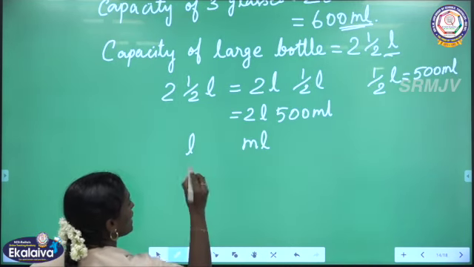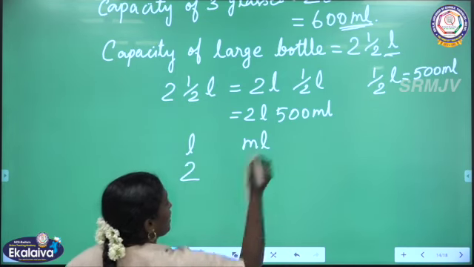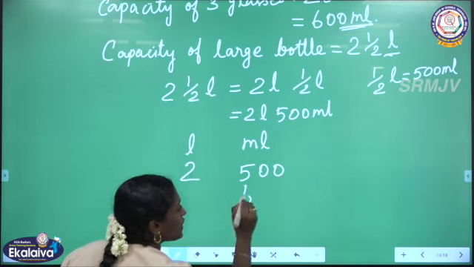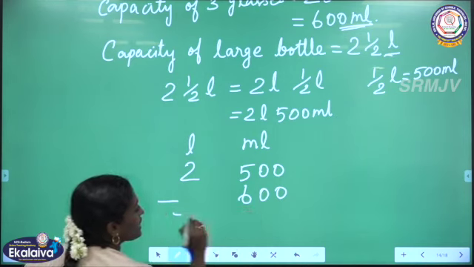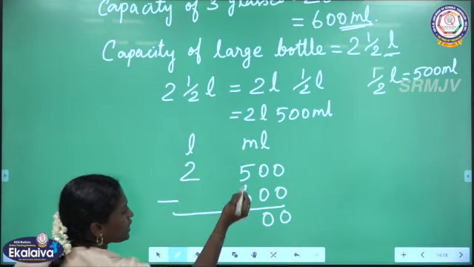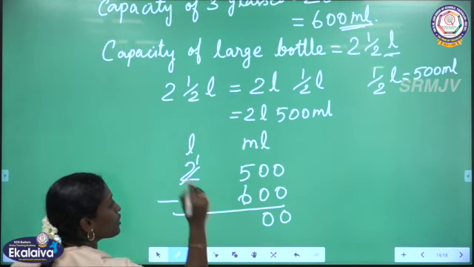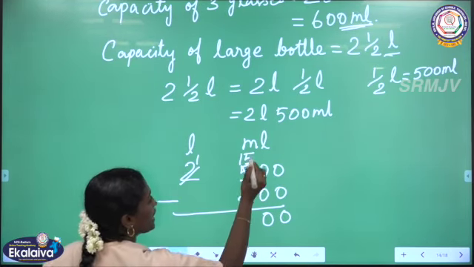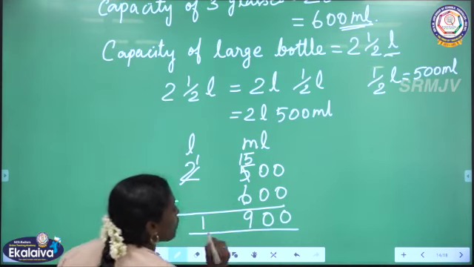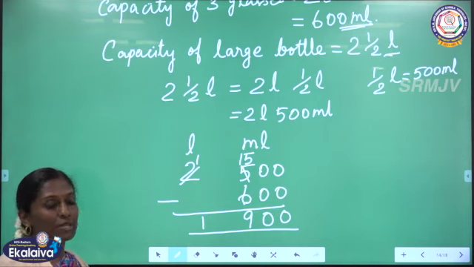Here in liter place 2. In milliliter 500. This is the capacity of the large bottle. From this, we have to subtract the capacity of 3 glasses, that is 600 milliliter. Here 0, 0. Here we can't do the subtraction. 6 is the greater number, so we have to borrow from 2. 2 will become 1, 5 will become 15. 15 minus 6, we will get 9. In liter, 1. So 1 liter, 900 milliliter. This is the capacity of juice left in the bottle.